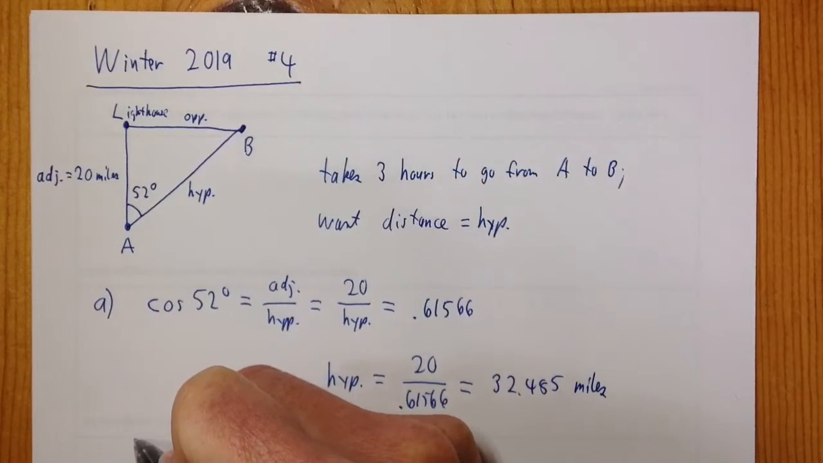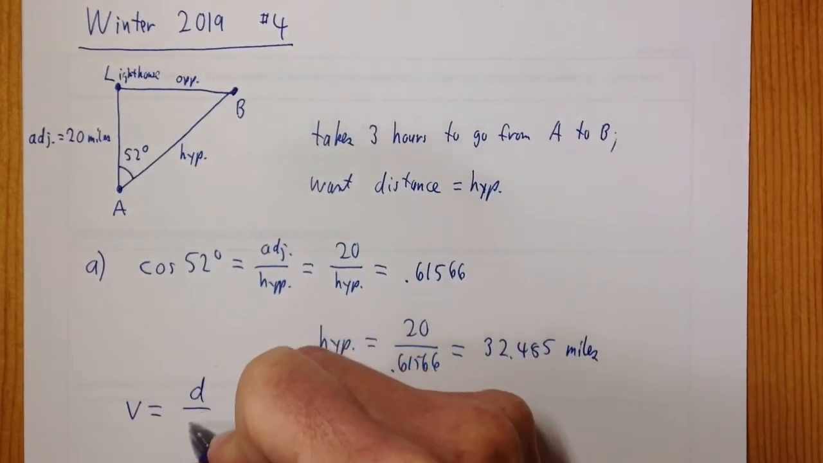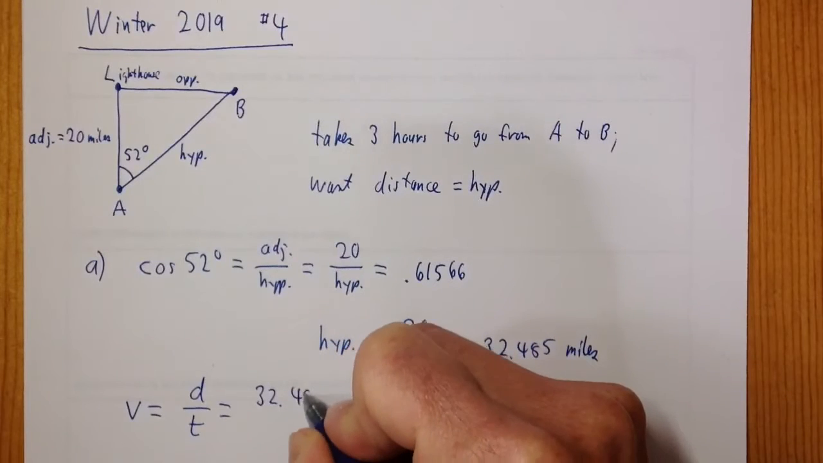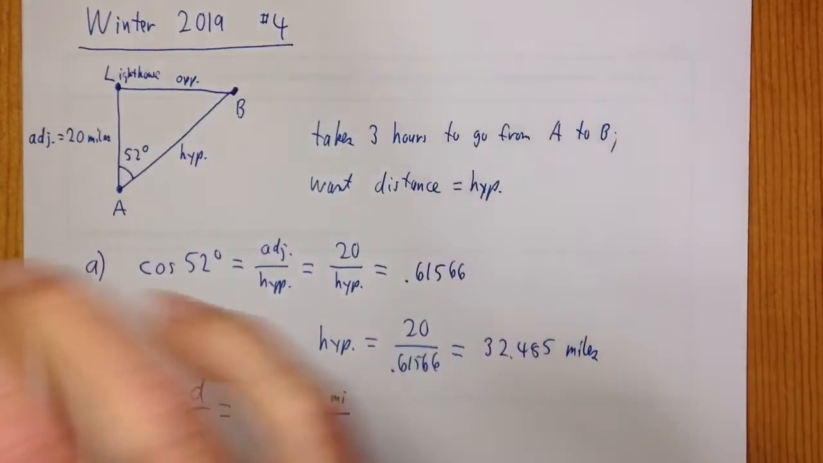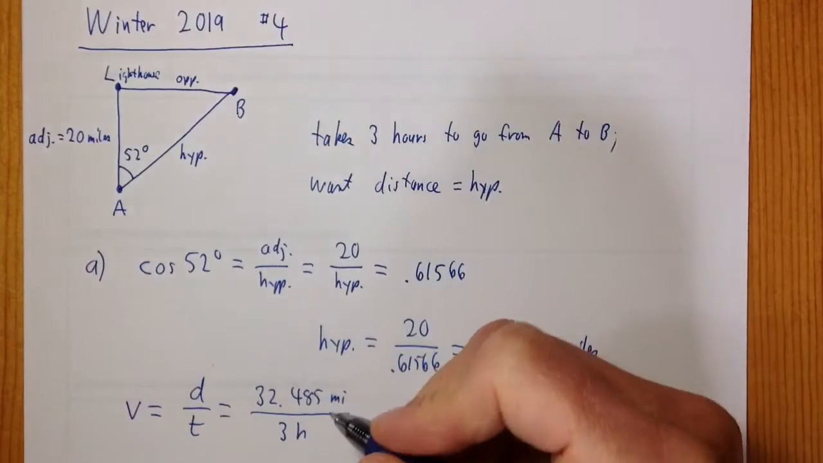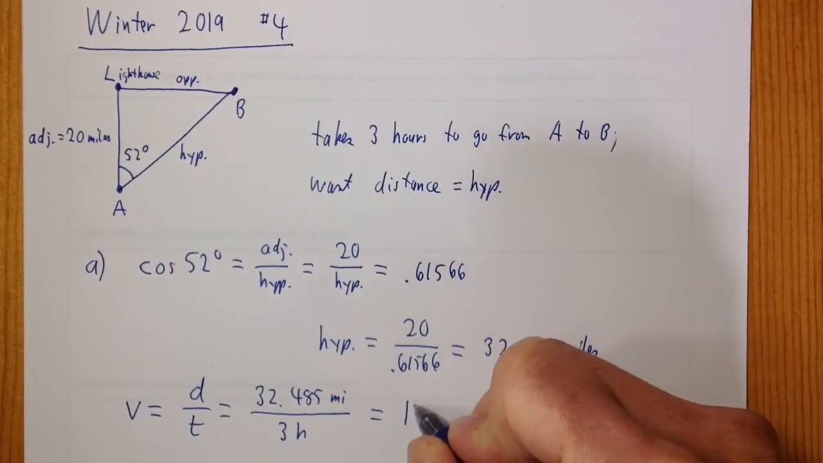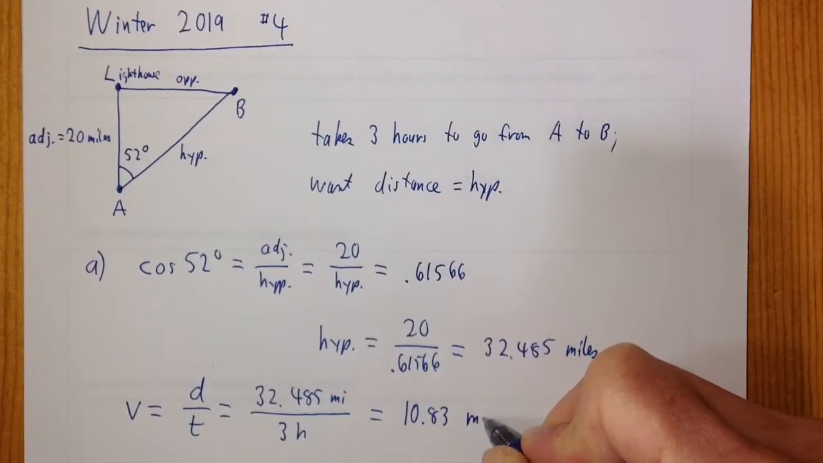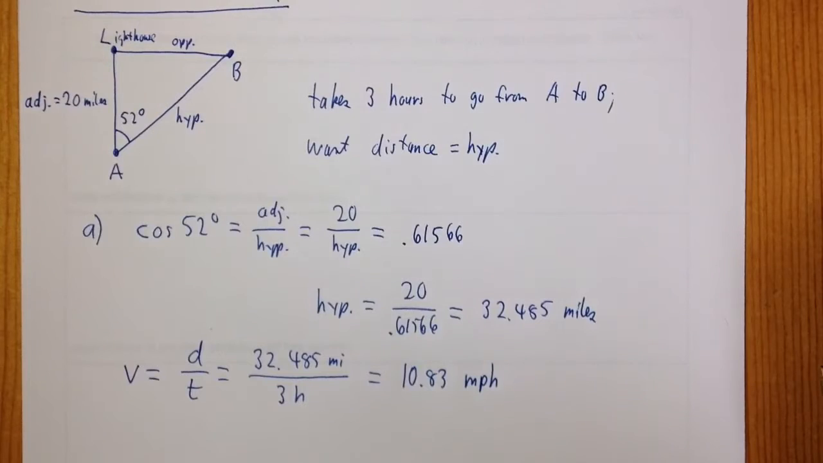So its velocity, or speed, I'm going to write v because S looks like seconds. Its velocity is the distance it goes divided by time. It goes 32.485 miles divided by 3 hours. So divide that by 3, and I get 10.828, and I'll just round off to 10.83 miles per hour. We can just write mph, miles per hour. Okay, so that's how fast it's going.